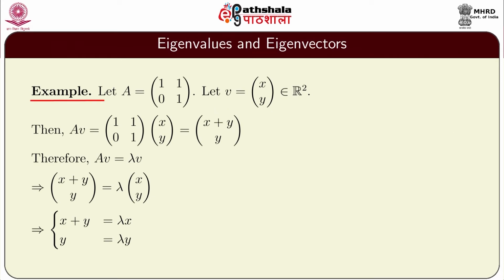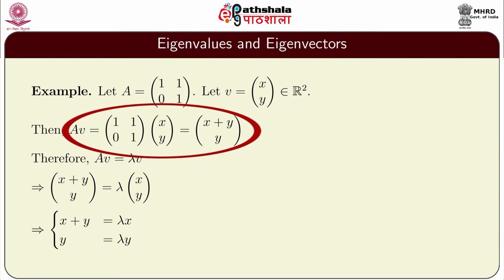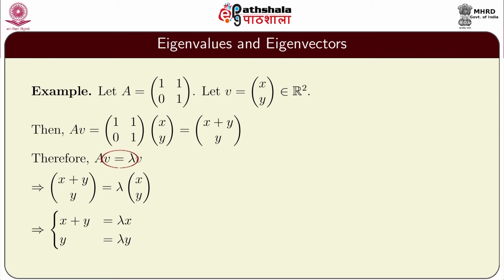A simple example: A is the 2 cross 2 matrix whose first row is 1 1 and the second row is 0 1. Let us take this vector v, which is this column matrix (x, y) in R^2. Then Av is the vector (x plus y, y). Therefore, if Av has to be the same as lambda v for some scalar lambda, then the vector (x plus y, y) has to be the same as lambda (x, y), which gives rise to two linear equations: x plus y is equal to lambda x and y is equal to lambda y.